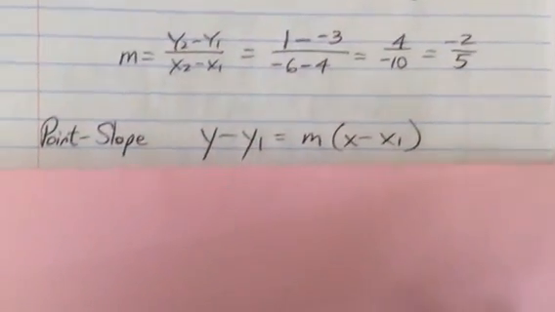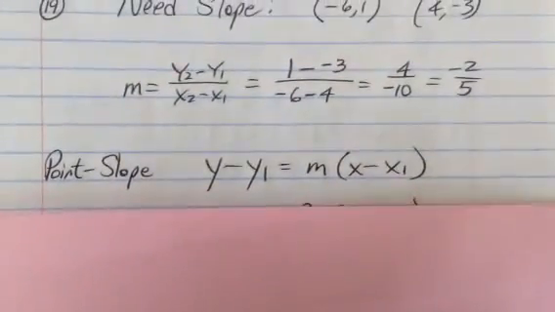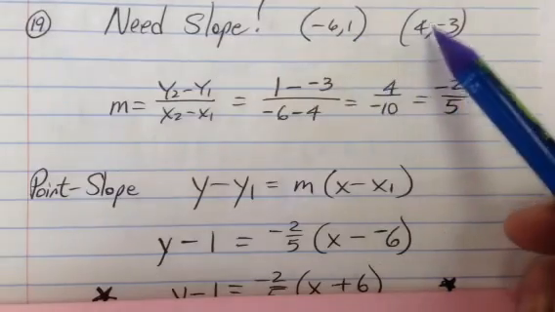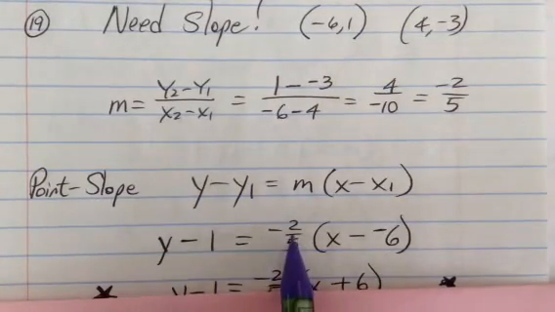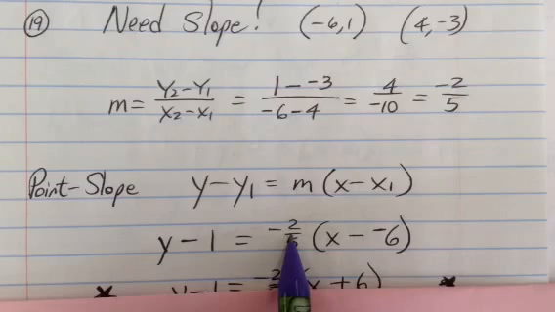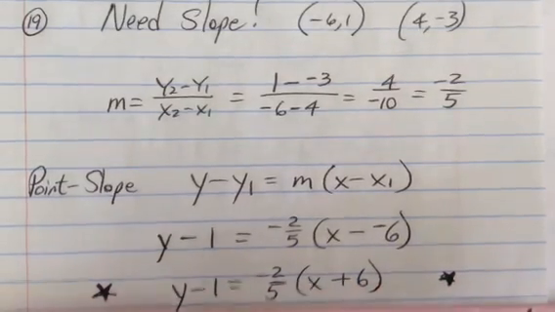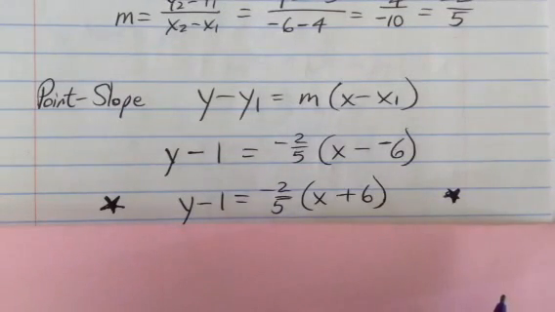So, point slope form, it's a great place to start. Pick either one of your ordered pairs. I chose the first one, you could choose the second one. Put your y value here, put your slope that we just found in the middle, and put your x value here. If you have any double signs, go ahead and clean it up. And when you clean it up, guess what you have? You have point slope form.